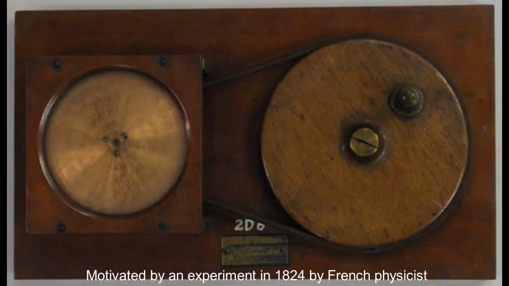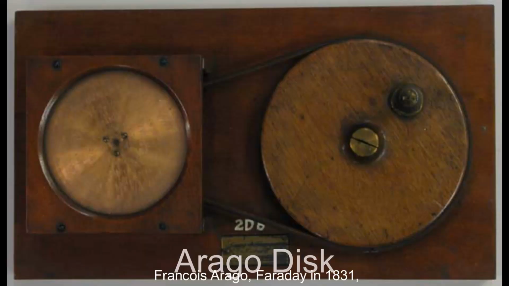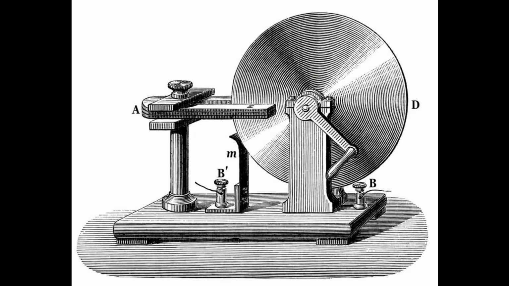Motivated by an experiment in 1824 by French physicist François Arago, Faraday in 1831 devised the first electric generator, now known as Faraday's disk. The magnet in Faraday's machine created a magnetic field through the disk. When the crank was turned, the disk cut through the magnetic field and a current was induced radially outward from the center of the disk to the rim.